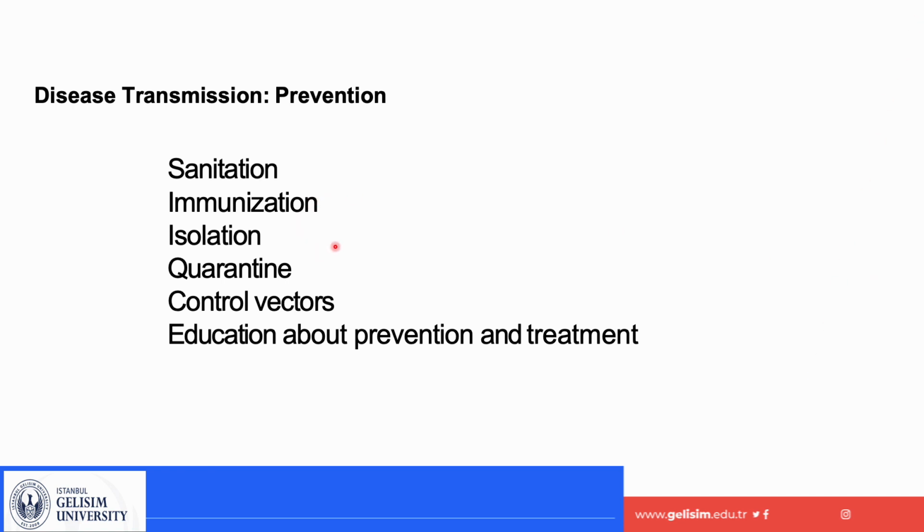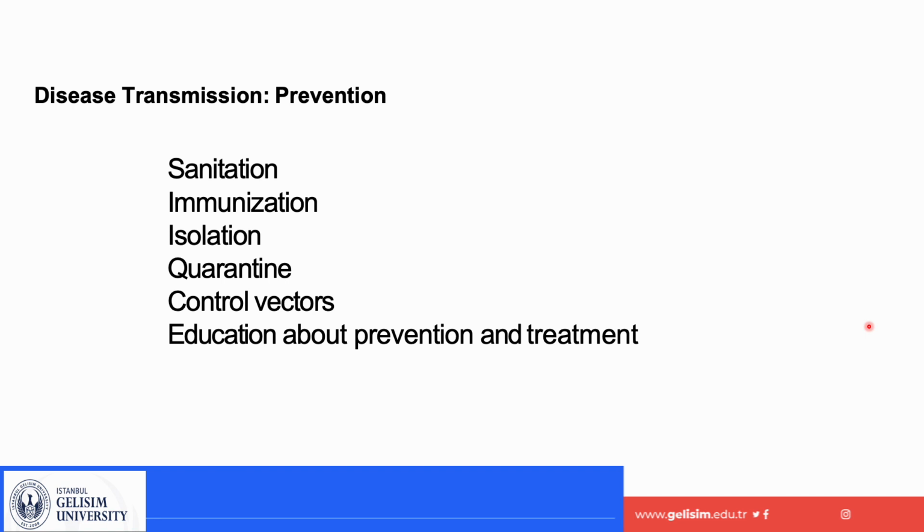Moving on to isolation. For isolation, we're talking about the separation of individuals that are infected with a contagious disease from those that are not. And we do this to prevent the spread of the disease. So remember, we said from the portal of exit, what happens? It needs to get to another host, right? So if you can stop that, if you break that chain, the disease is not going to proliferate anymore.